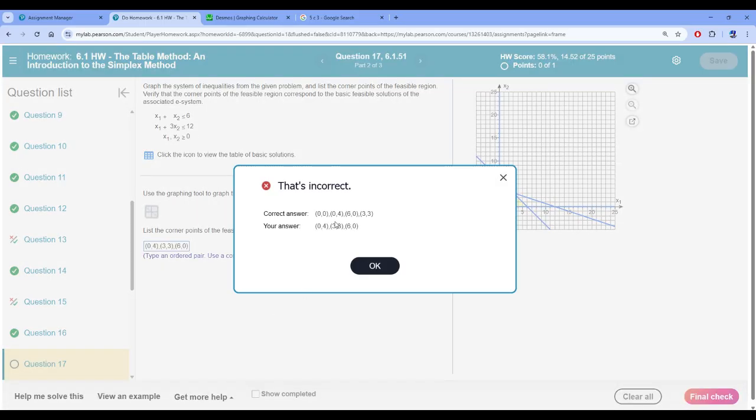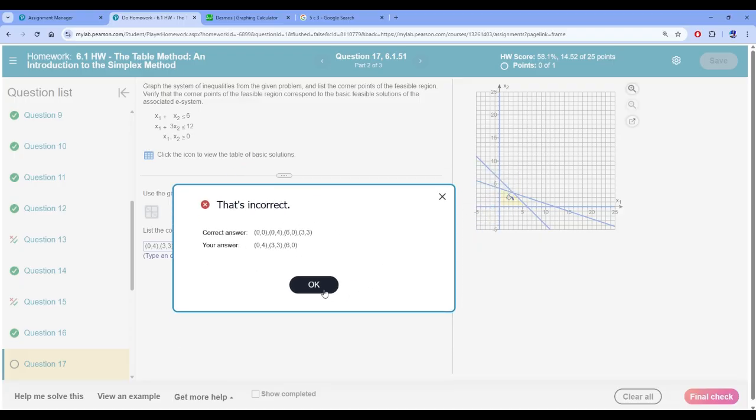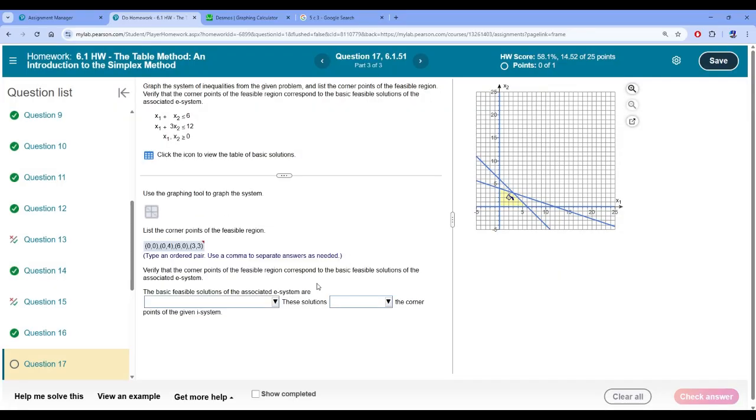I'm gonna see what the answer is. Oh my god, I forgot (0, 0). Oh my goodness. That is so ridiculously annoying. Wow, I forgot the corner. Okay. Verify that the corner points of the feasible region correspond to the basic feasible solutions.